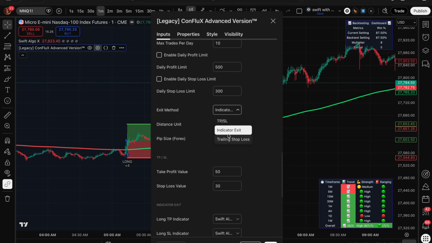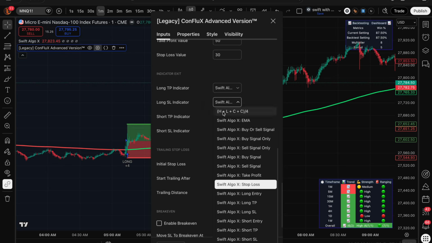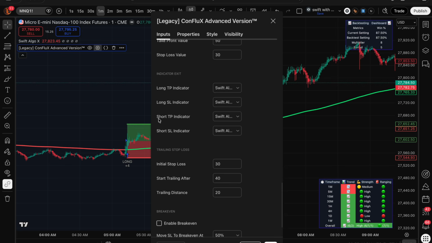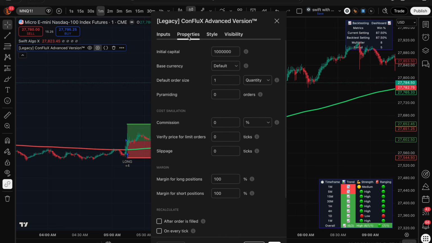Exit method, I choose indicator exit, and then for long TP indicator, I choose take profit. Long SL indicator, I choose stop loss, and short TP indicator, I choose take profit. And then short stop loss indicator, I choose stop loss, and then that's all I do with this one.